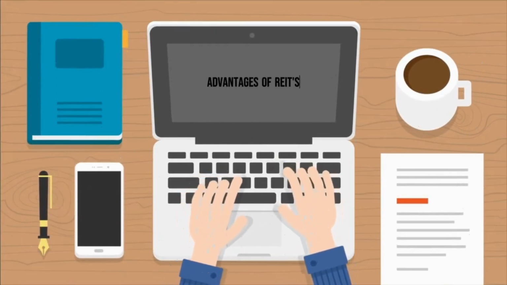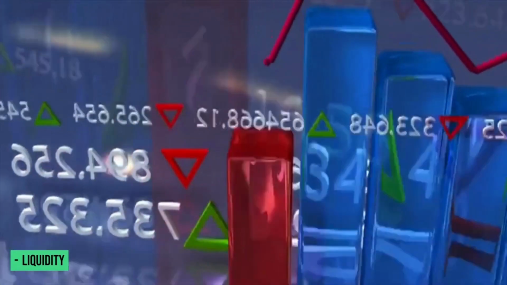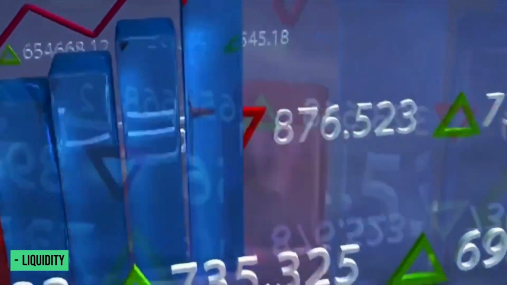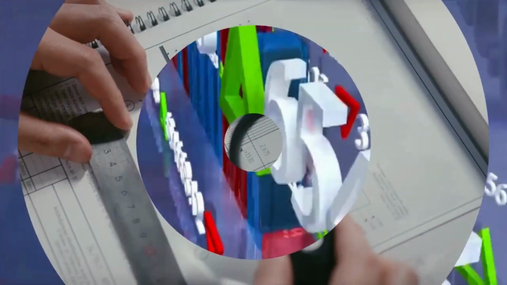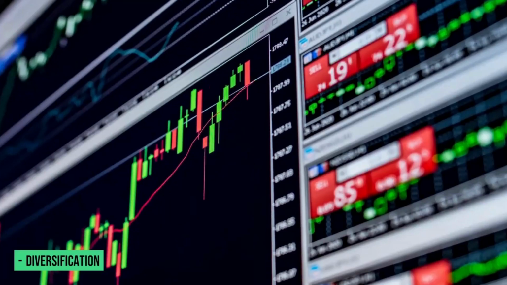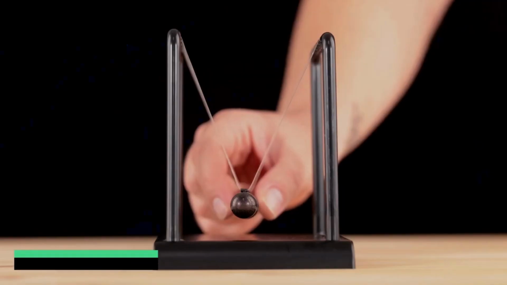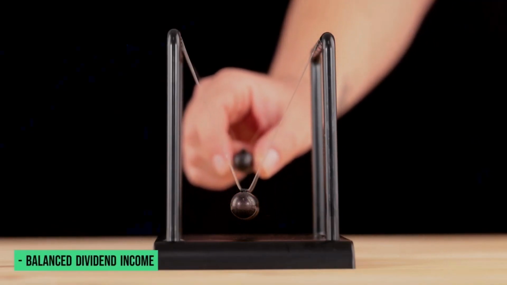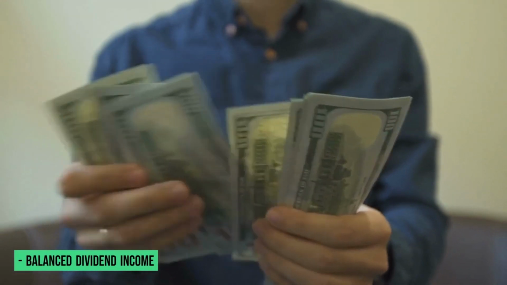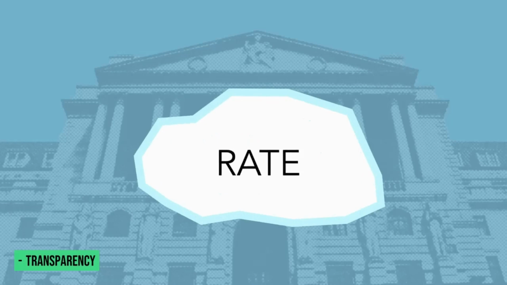But before discussing the limitations of REITs, let's talk about the advantages of REITs. The first one is liquidity. Most of the REITs trade on public stock exchanges, which are easy to buy and sell, which adds to their liquidity aspect. Diversification. REITs allow their investors to diversify their real estate holdings, as REITs are usually traded on stock exchanges. Balanced dividend income. It is said that investing in REITs can provide substantial dividend income as well as stable capital appreciation to investors over the long term.